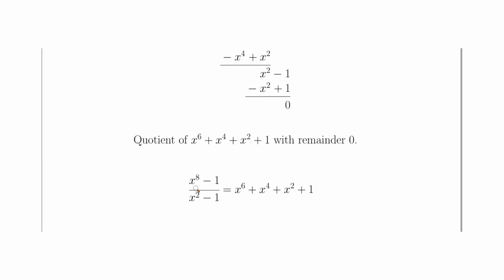So therefore we write that x to the 8 minus 1 divided by x squared minus 1 equals x to the 6 plus x to the 4 plus x squared plus 1, and no remainder. So that's an exact answer.